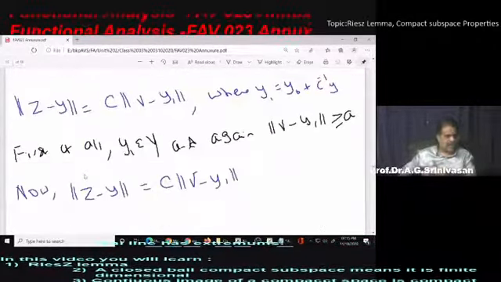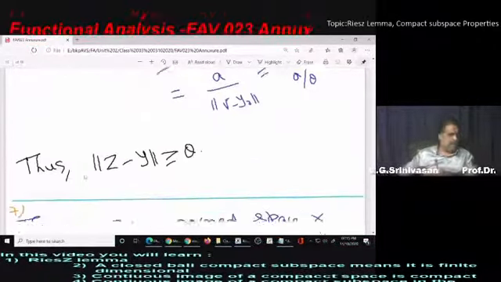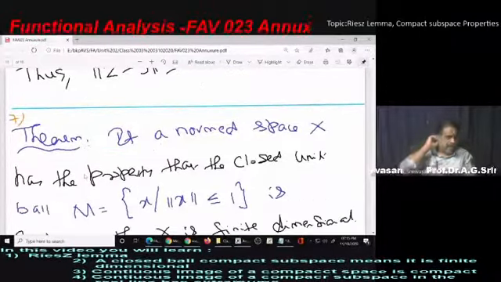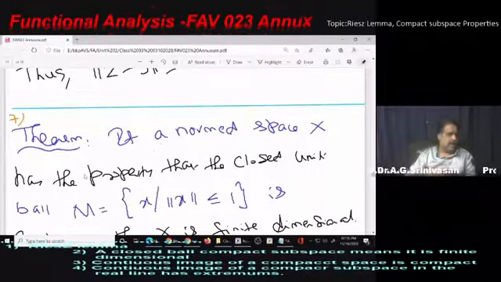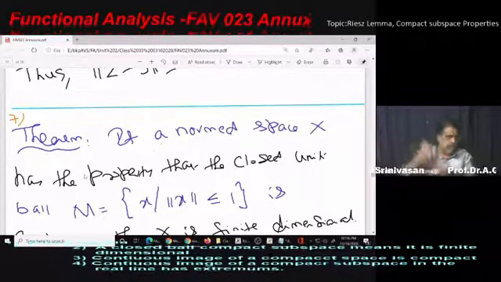So kindly go through Riesz lemma. It's a very important lemma. Now, once you prove the Riesz lemma, we'll use that to prove a very important theorem on a vector space, a normed space.